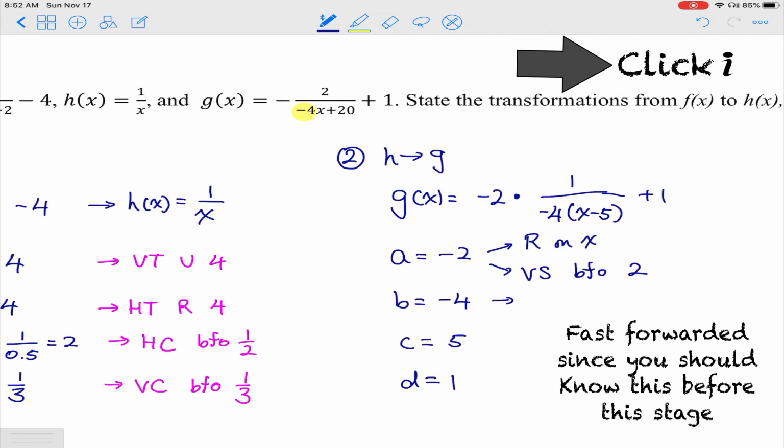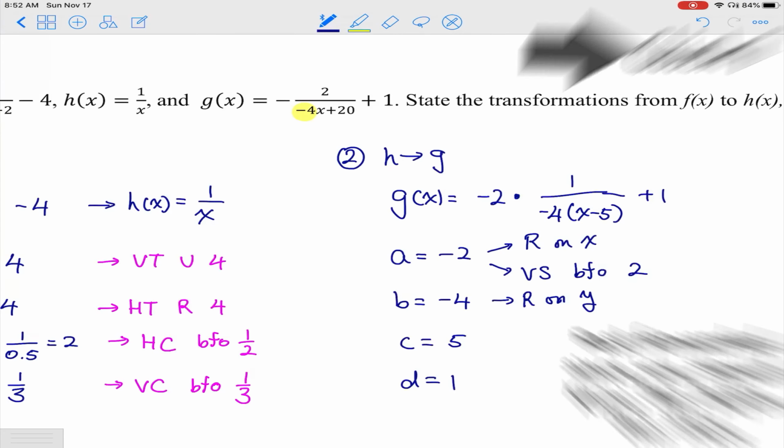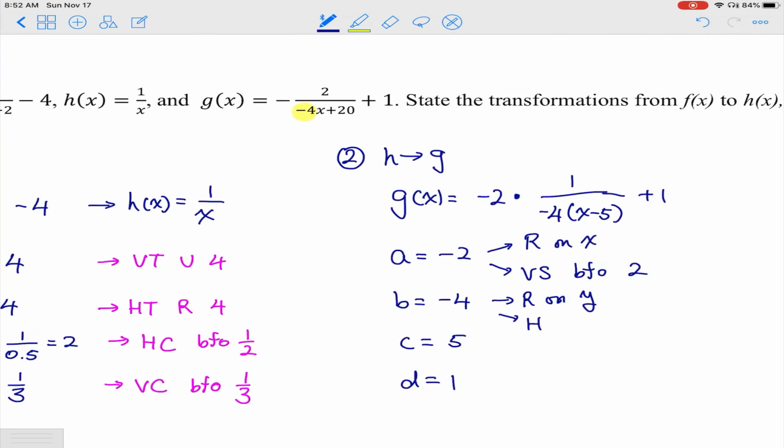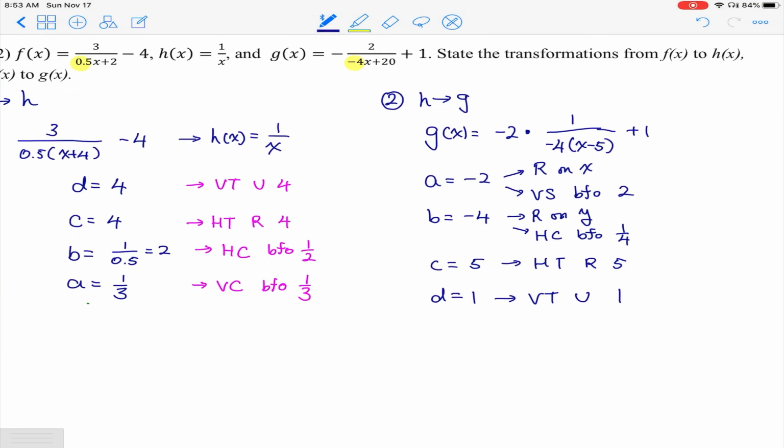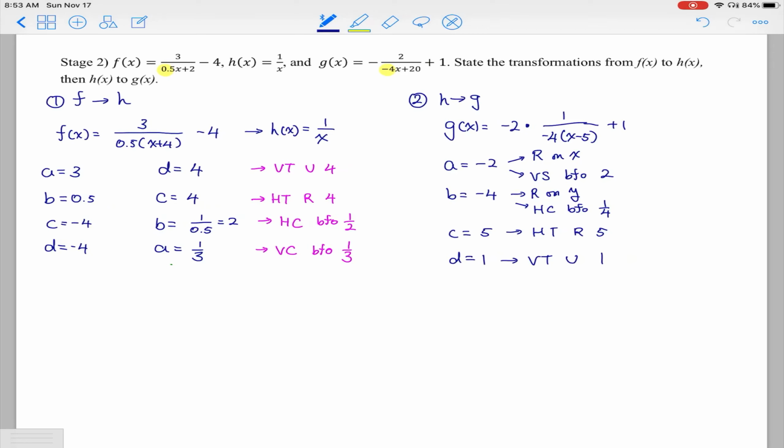Then the next one also has two transformations because it has negative 4. The negative here means reflection on the y-axis, meaning a horizontal way, turning this way. The second one is horizontal compression by a factor of 1 over 4, the reciprocal of the b value. Then the rest is quite simple. c gives me horizontal translation right by 5 units, and d gives me vertical translation up by 1 unit. And that is all. So your answer is all these combined as the steps. That's all good to go.